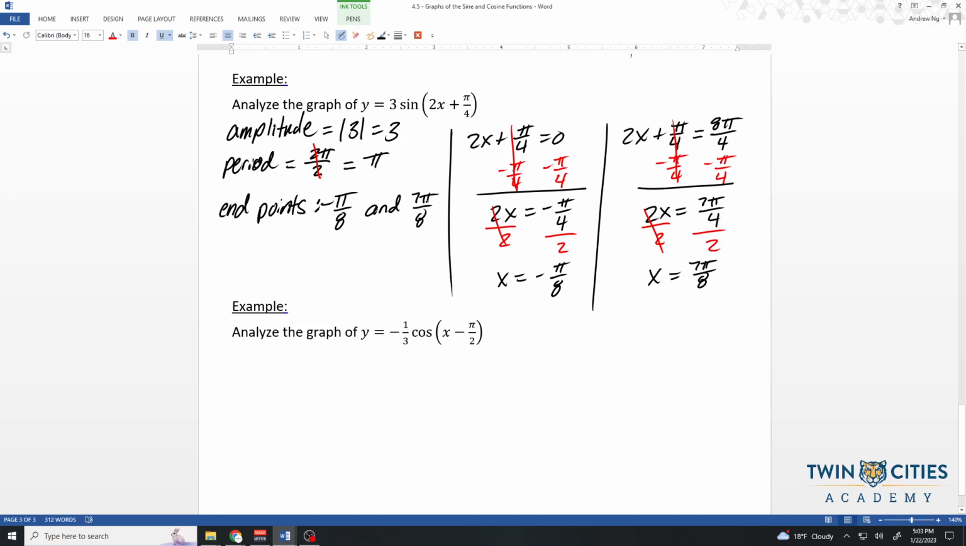So this function, this graph, is going to have an amplitude of 3. The highest it will get is y equals 3. The lowest it will get is y equals negative 3. It has a period of pi. And for one cycle, this will be from negative pi over 8 to 7 pi over 8. Let's take a look at that graph.